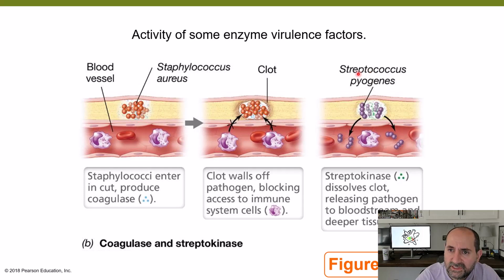Now, conversely, here's an example with Streptococcus. Streptokinase does the opposite. If this is a clot, and let's say these Streptococcus want to spread to other tissues, but they're stuck in this clot, they can produce streptokinase, which dissolves the clot, freeing the pathogen and allowing the pathogen to spread to other tissues or into the bloodstream.